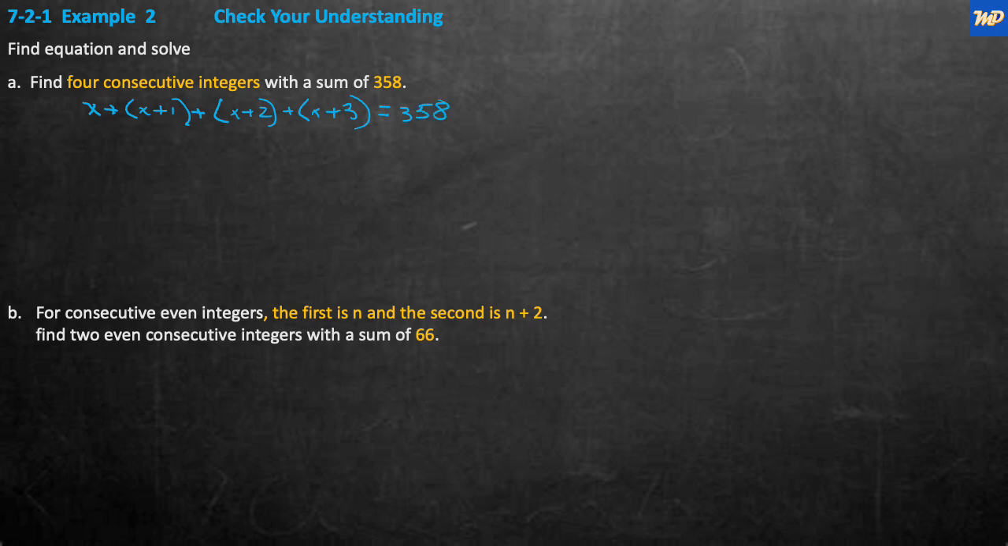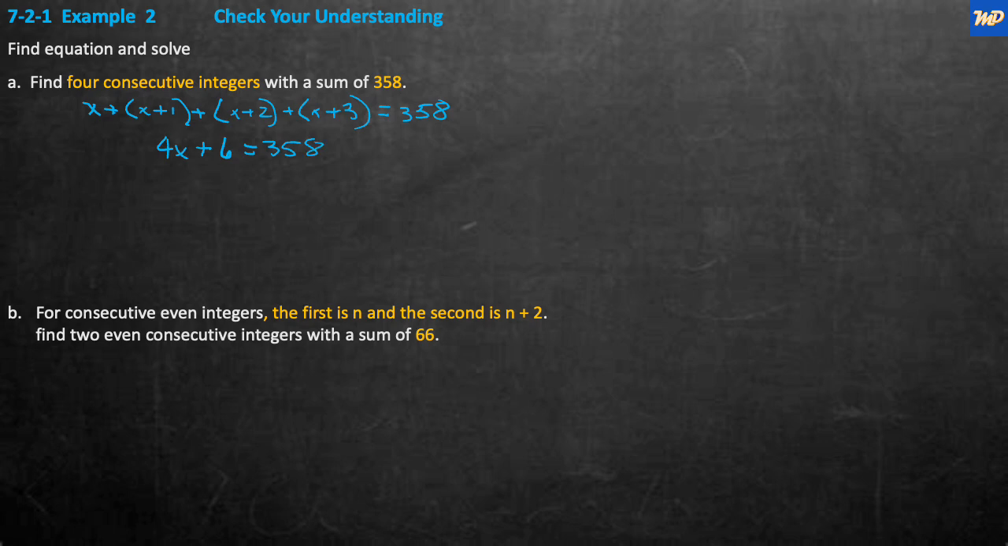Okay, so now there's no multiplication anywhere in here, so it's just all adding. Pretty simple stuff. So we have 1, 2, 3, 4 x's. So we have 4x plus the numbers. 1 plus 2 is 3, plus 3 is 6, and this all equals 358.